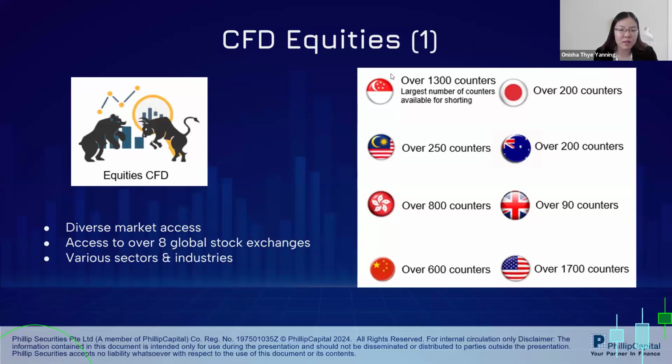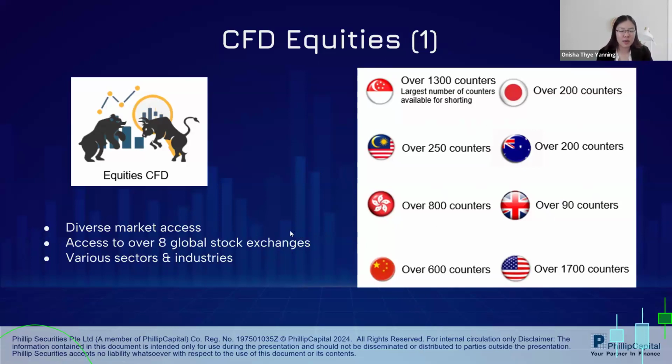Okay, let's continue. The first thing is our CFD equities. These are all the available counters and all the different exchanges that we offer. We have Singapore, Tokyo Stock Exchange, Malaysia, Australia, China, London, US, and also China.